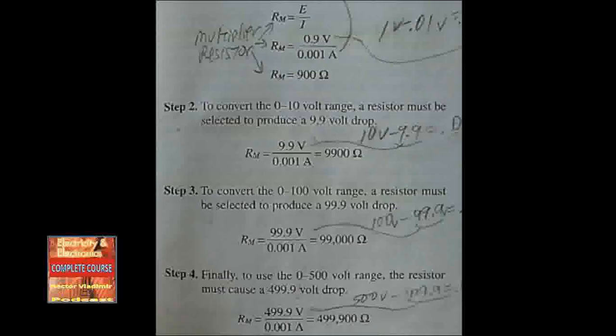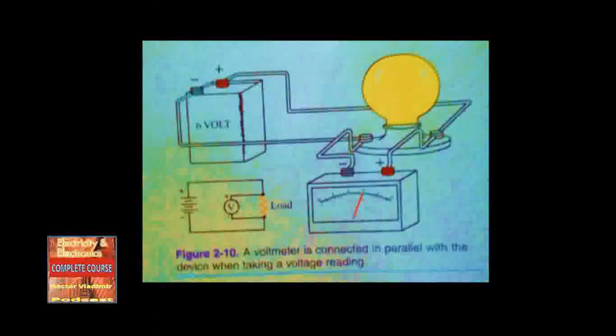Figure 2-9, step 1, the multiplier causes an IR drop, or current and resistance drop, of 0.9 volts. Step 2, the multiplier causes an IR drop of 9.9 volts. Step 3, the multiplier causes an IR drop of 99.9 volts. In step 4, the multiplier causes an IR drop of 499.9 volts. Bottom, the basic setup of a voltmeter. A switch is added to select the range.